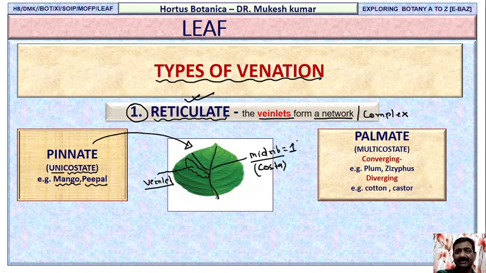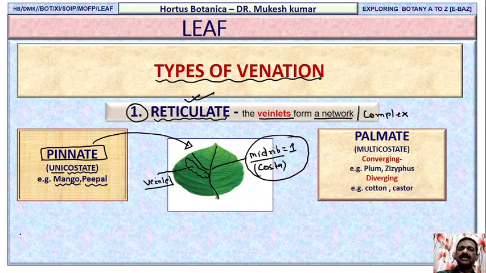And if they have a single costa or midrib, then this is called pinnate reticulate venation. Example: mango and peepal. Similarly, it might be possible that the number of midribs will be more.